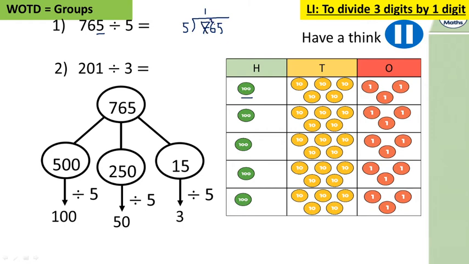How many 5s in 26? It's 5, because 5 times 5 is 25. You had 26, use 25. 26 take away 25 is 1. How many 5s in 15? So just go back to this method very quickly. You can do it with your times tables, that's fine.